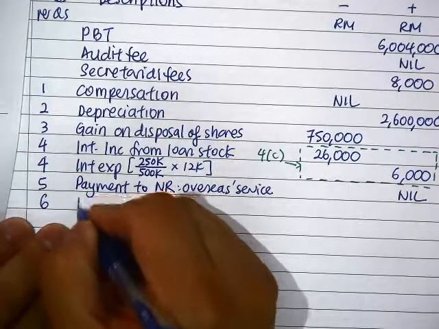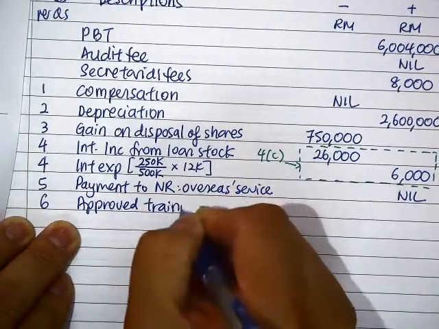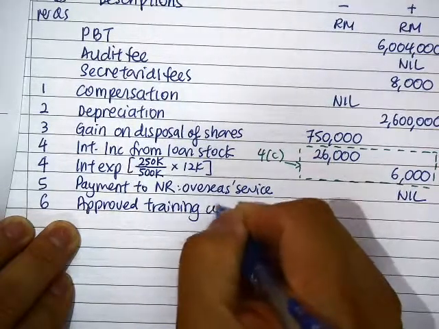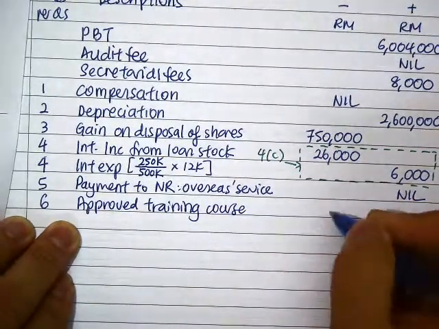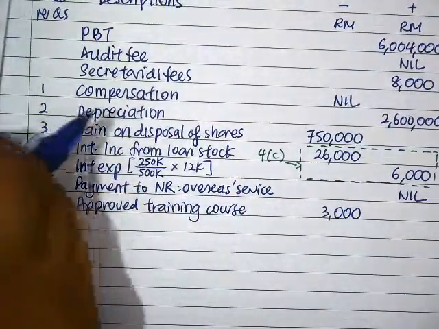So note 6, approved training costs, 3,000.